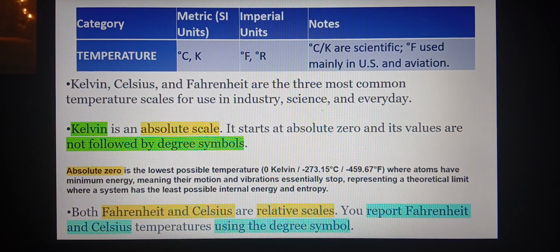0 Kelvin is equal to minus 273.15 degrees C, or minus 459.67 degrees Fahrenheit, where atoms have minimum energy, meaning their motion and vibrations essentially stop, representing a theoretical limit where a system has the least possible internal energy and entropy. Both Fahrenheit and Celsius are relative scales. You report Fahrenheit and Celsius temperatures using the degree symbol.